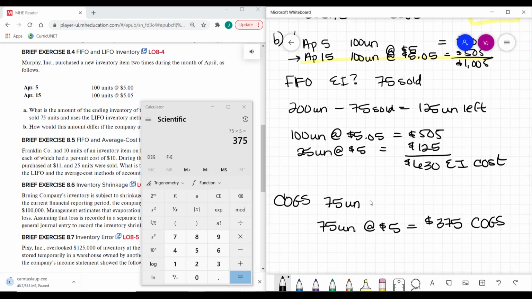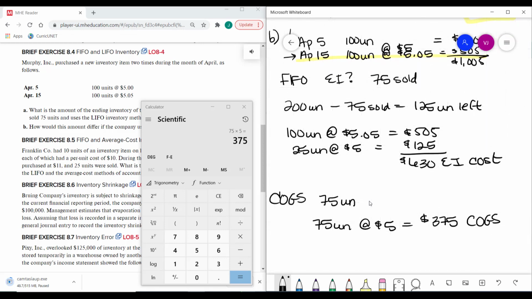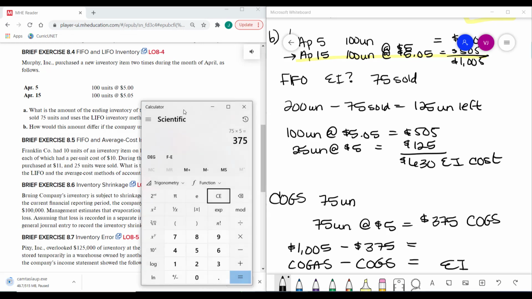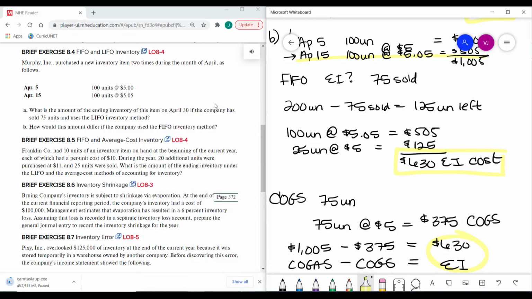But remember, once you have your cost of goods sold, you can find the cost of your ending inventory. You simply take the cost of goods available for sale, which is the 1,005, minus the cost of goods sold, which we just found to be $375 now. That should give you the cost of your ending inventory, right? So we'll do 1,005 minus 375. That gives us $630, just like we found before, right? So both of those match up. So whichever way you are more comfortable with. Okay, so that was 8.4. So we'll move on to 8.5.